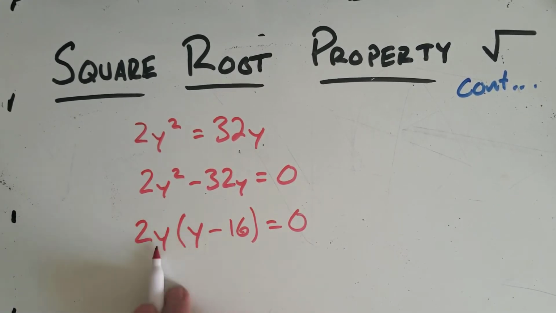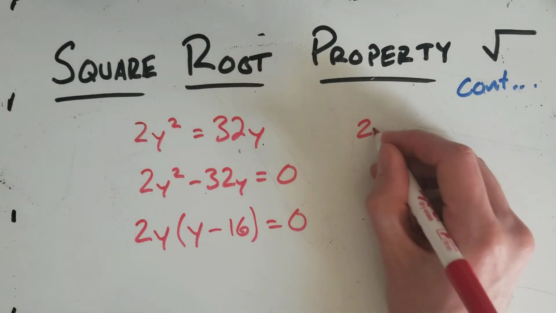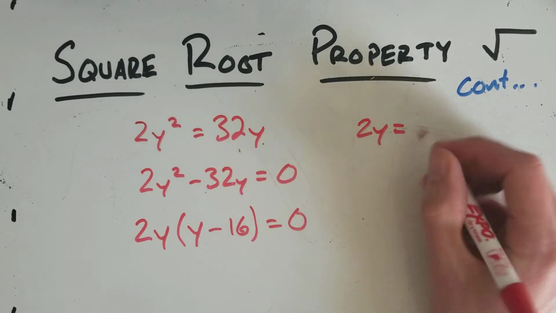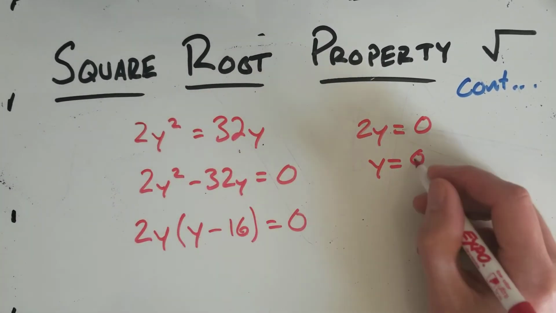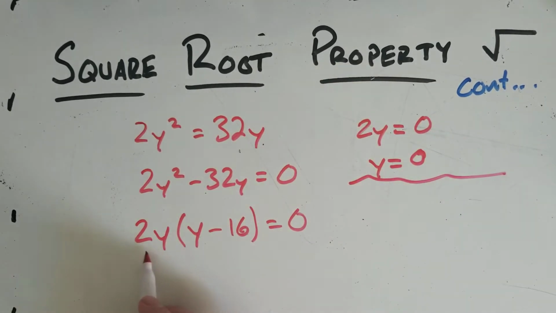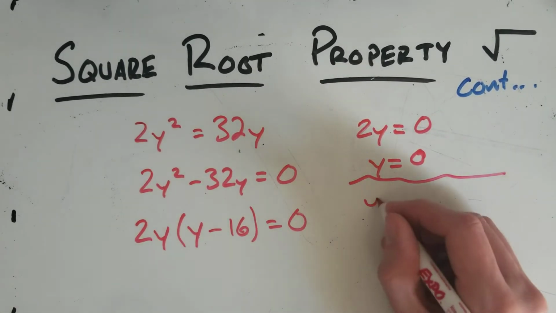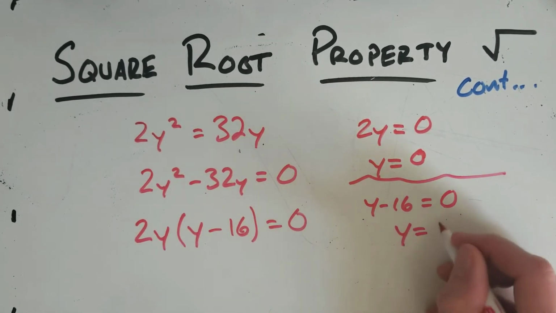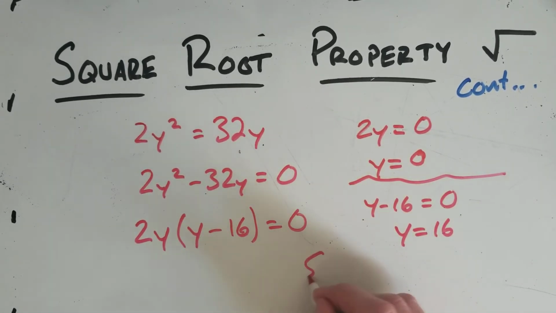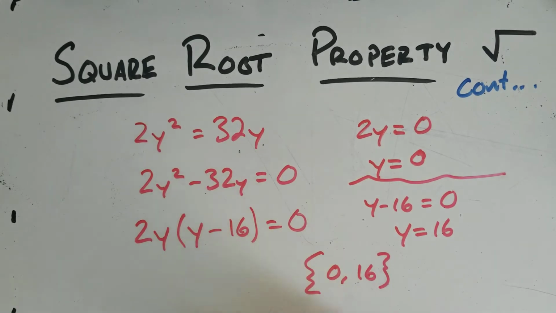So if you multiply two polynomials together and they equal 0, one of them or both of them have to equal 0. So 2y equals 0 is one possibility. So we have the possibility that y equals 0. And let's say this one isn't 0, but the binomial is. So the possibility that y minus 16 equals 0, so therefore y would be 16. And your solution set would be the set containing 0 and 16. There's your possible solutions here.